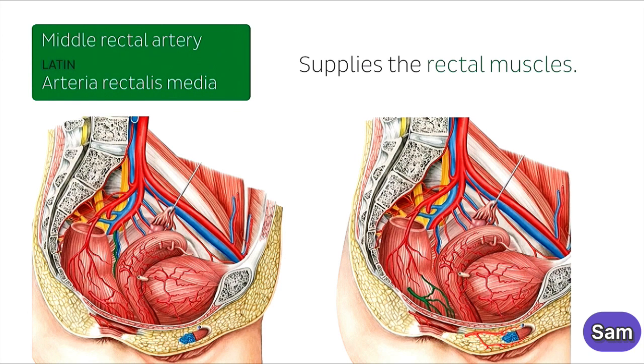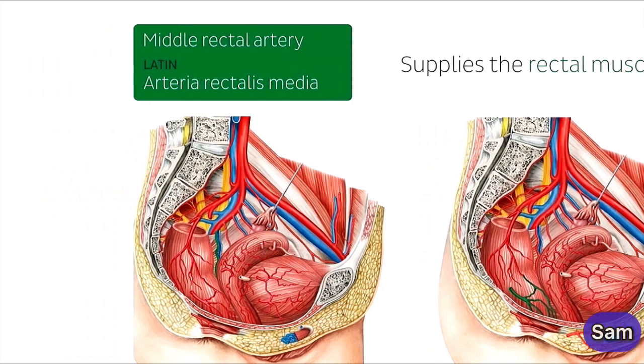It anastomoses or connects with a number of arteries. These are the inferior vesical artery, the superior rectal artery, the inferior rectal artery, and with branches of the inferior mesenteric artery and the internal pudendal artery. The illustration shows the left and right middle rectal arteries. Here we can see it in green, supplying the rectum.